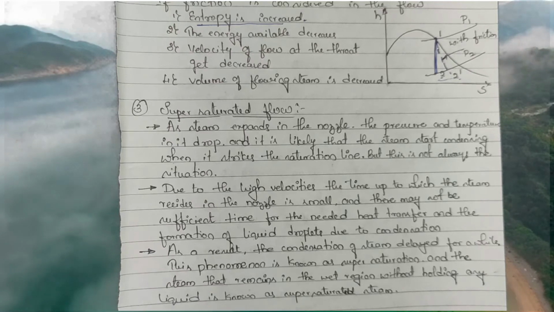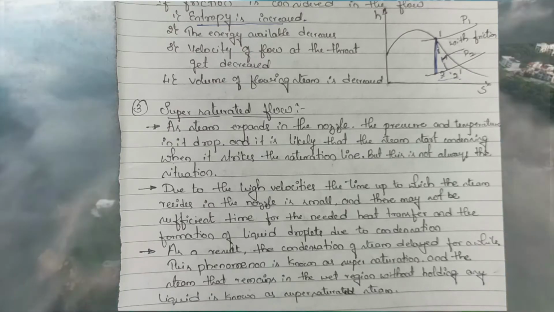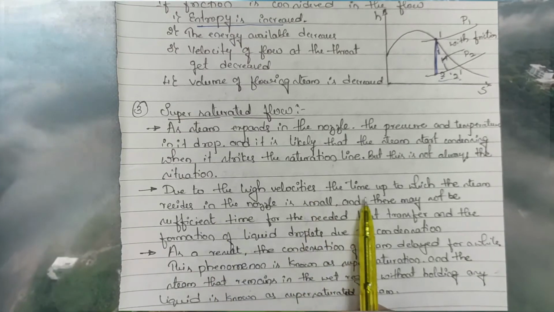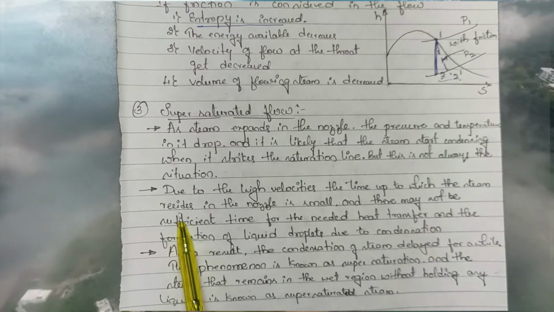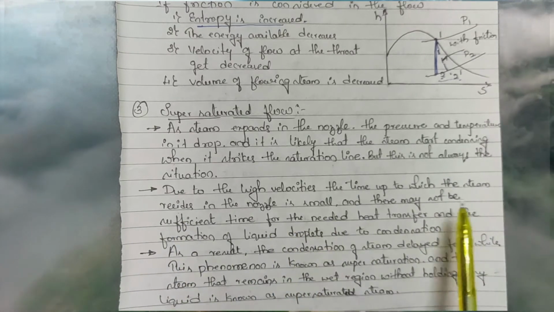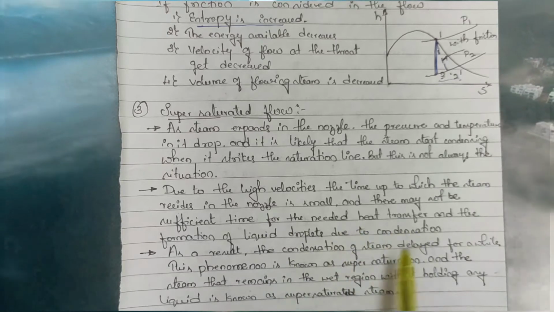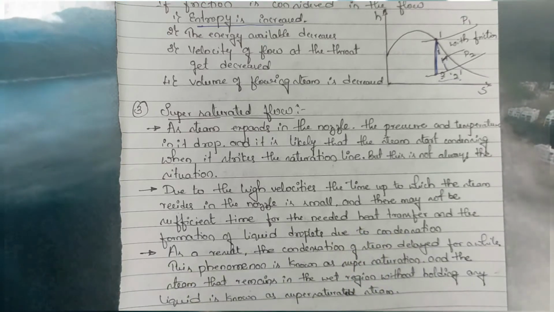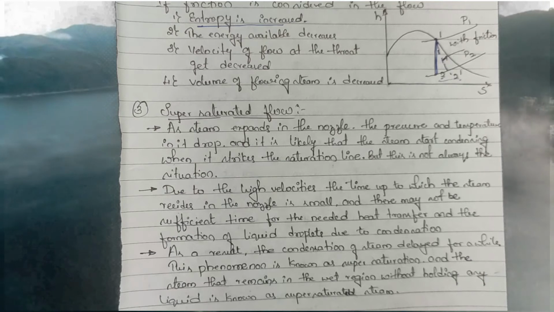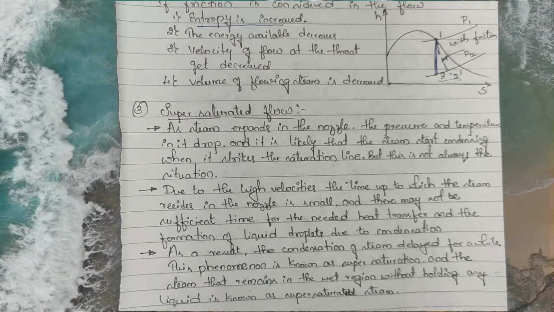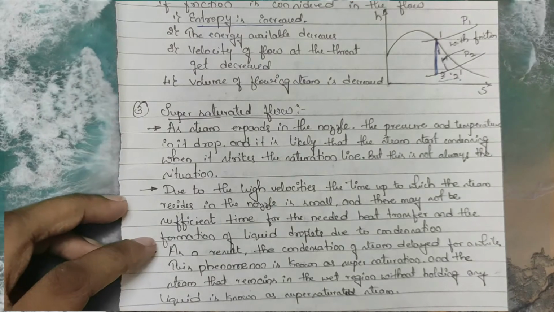There is some different situation in the nozzle. What is the different situation? You can observe that due to high velocity, the time for which steam resides in the nozzle is small, and there may not be sufficient time for the needed heat transfer and the formation of liquid droplets by condensation. If the condensation is delayed for a while, this phenomenon is called supersaturation.